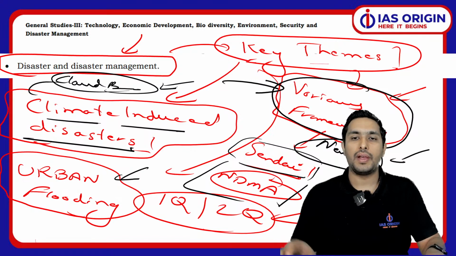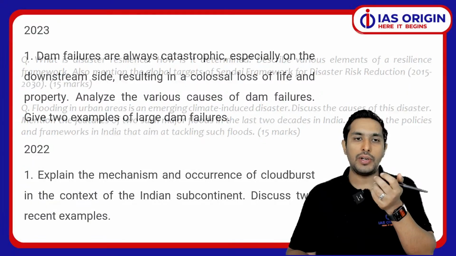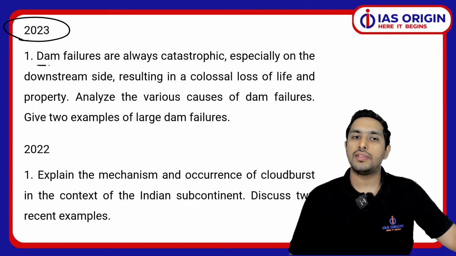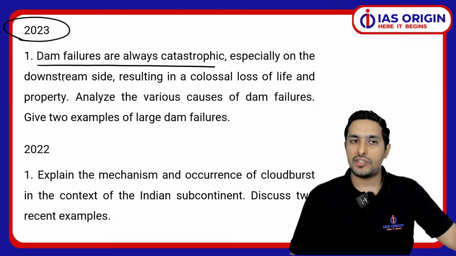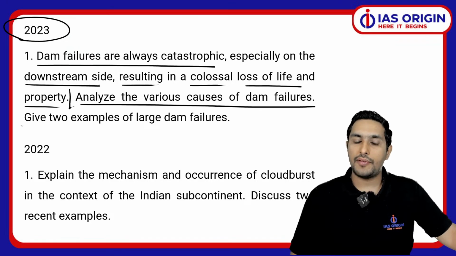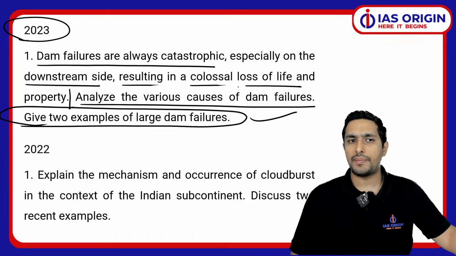Okay, so moving to the paper of 2023, we had a question on dam failures. They are catastrophic, especially on the downstream side. So they result in colossal loss of life and property. Okay, so you have to analyze various causes of dam failure. You have to give two examples of large dam failures. So for this, you have to give the Morbi example of dam failure.